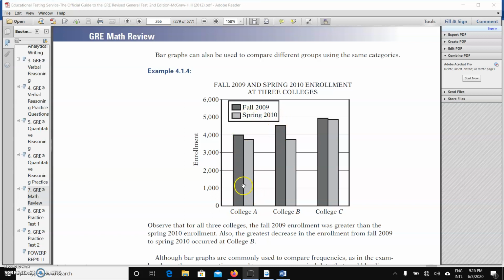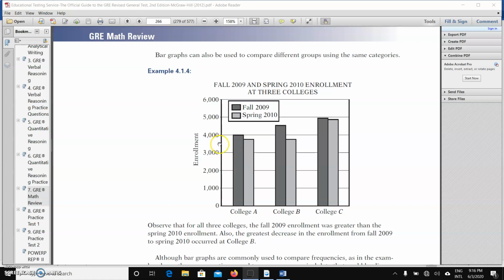So now, look at the arrangement. This is the number of enrollment, right? College A for 2009, that's 4,000. For spring 2010, it has about, let's just say, 3,800. Then for this one too, for 2009, it has an enrollment of, let's just say, 4,500. Then for spring 2010, it has, let's say, 3,700. Let me give you an estimate.